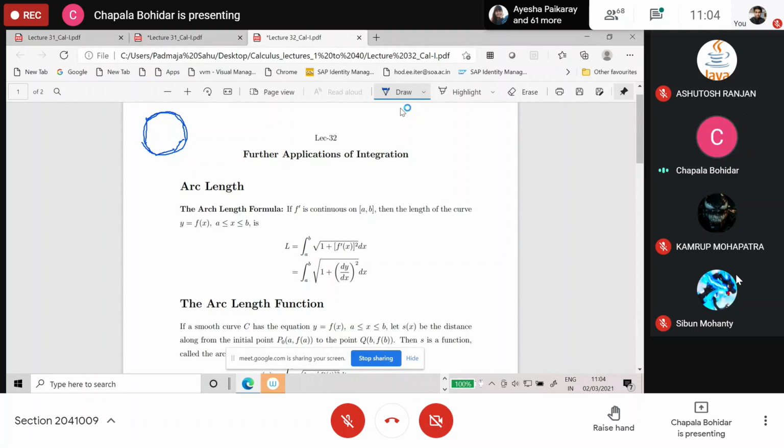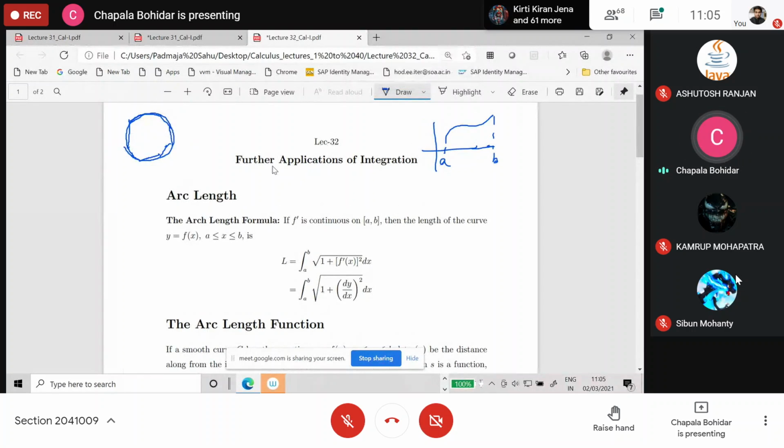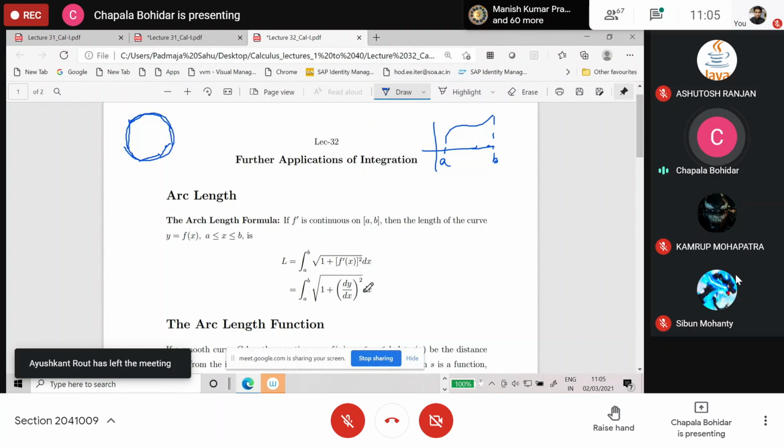That is the arc length formula. If f dash is continuous on the closed interval AB, then the length of the curve y is equal to f(x) over the interval a less than or equal to x less than or equal to b is L equal to integral from a to b of root over 1 plus f dash x square dx.